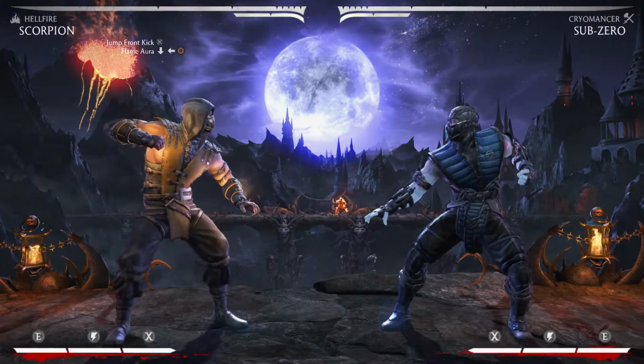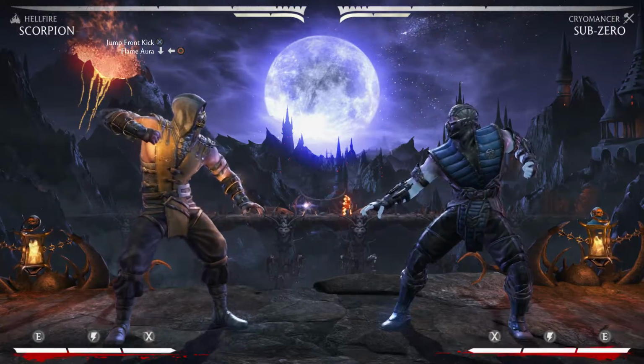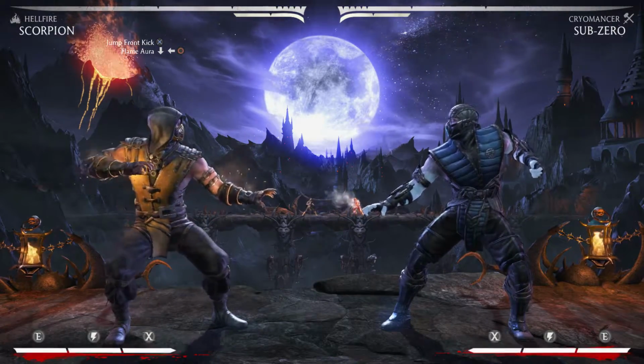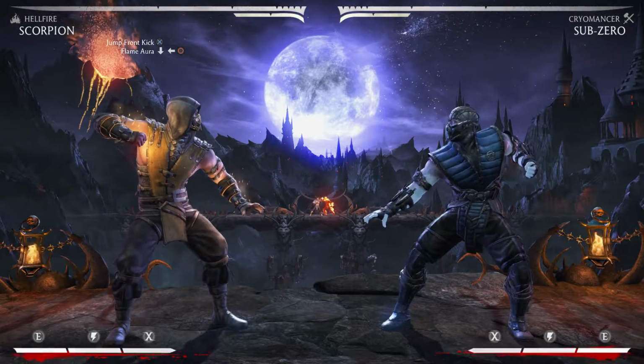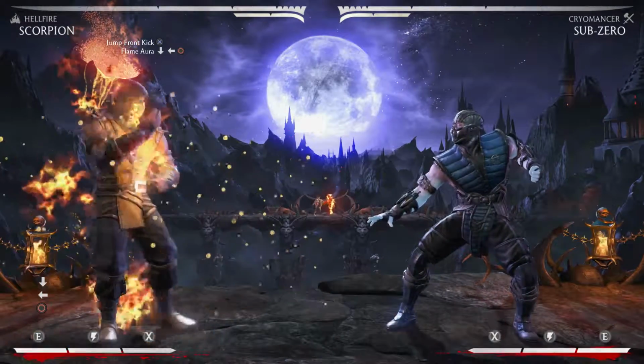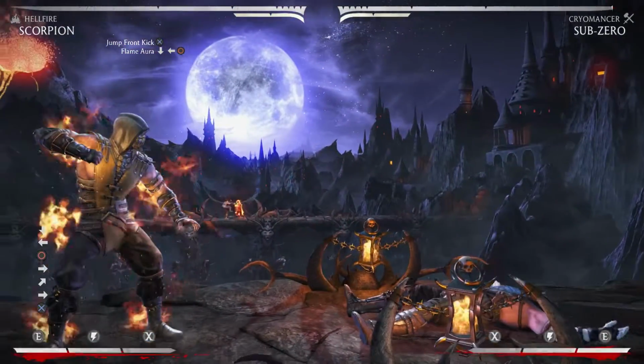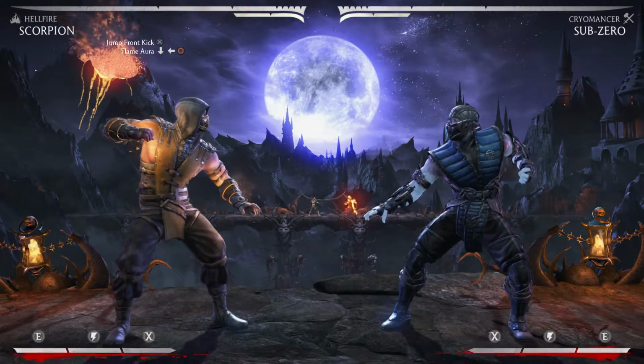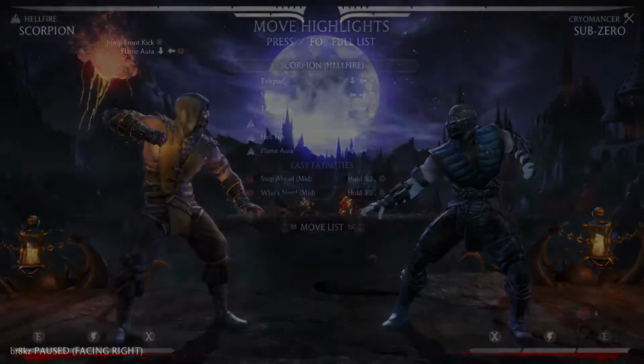Next, let's look at active frames. For active frames, I went to Scorpion for this because he's known for having very long active frames. Two of his most famous are his Flame Aurora and his Jumping Kick, both of which are very famous for having long active frames.